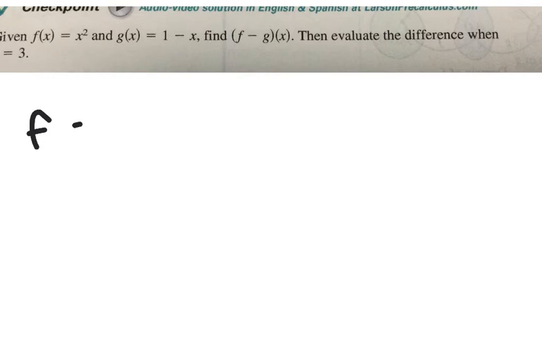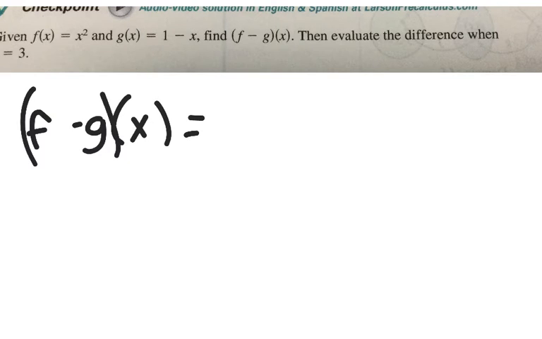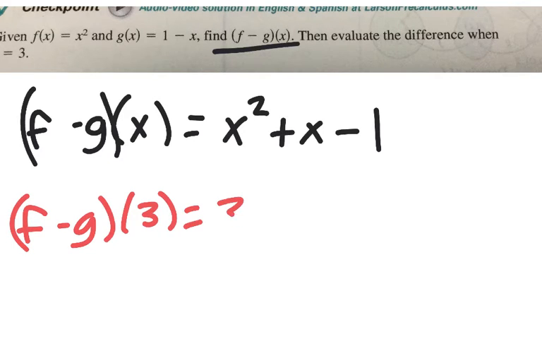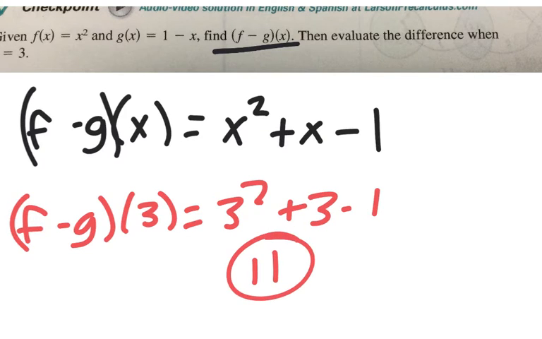No, that's not the first answer. F minus g of x is x squared plus x minus 1. That's the first thing I have to do. Then I can plug in 3. That's going to be 3 squared plus 3 minus 1, which is 11.